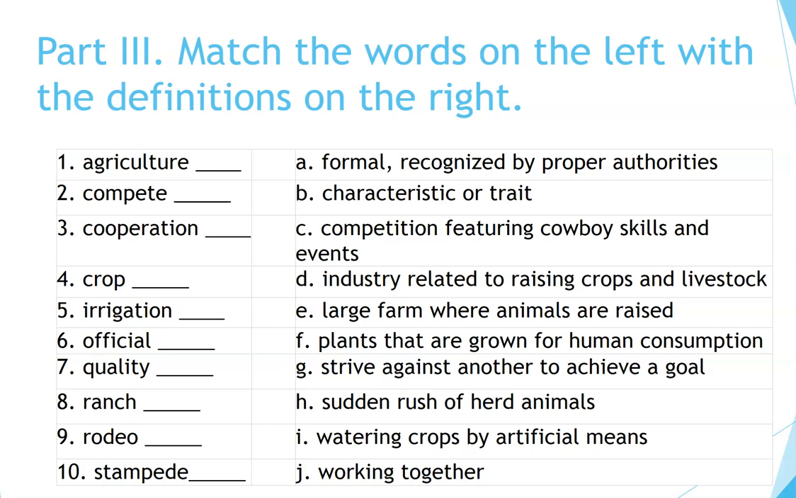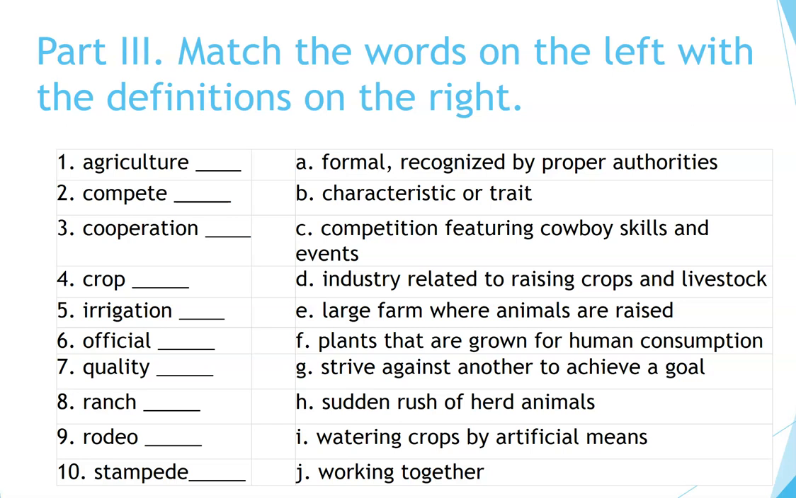Part 3. Match the words on the left with the definitions on the right. I'll read the definitions. Formal. Recognized by proper authorities. Characteristic or trait. Competition featuring cowboy skills and events. Industry related to raising crops and livestock. Large farm where animals are raised.